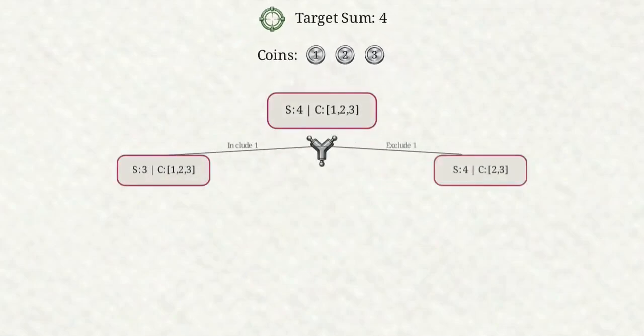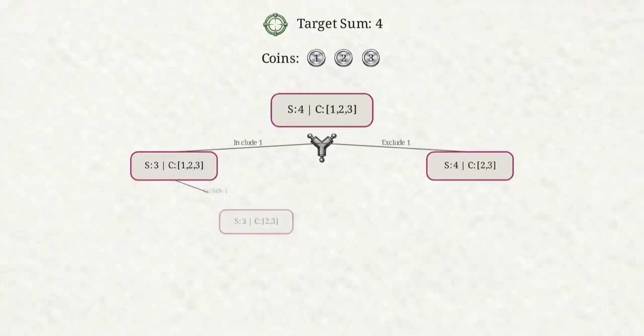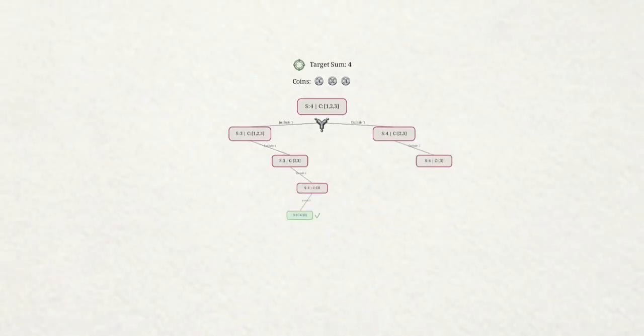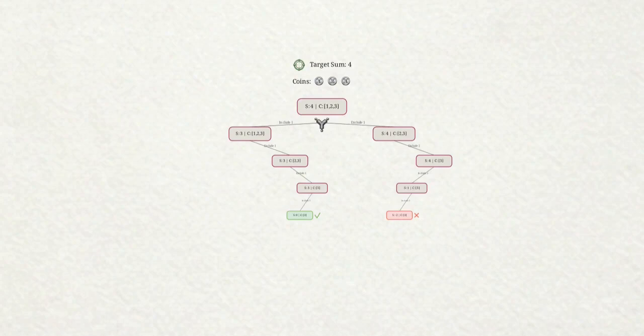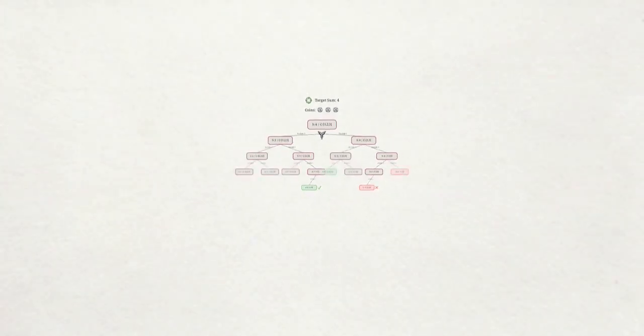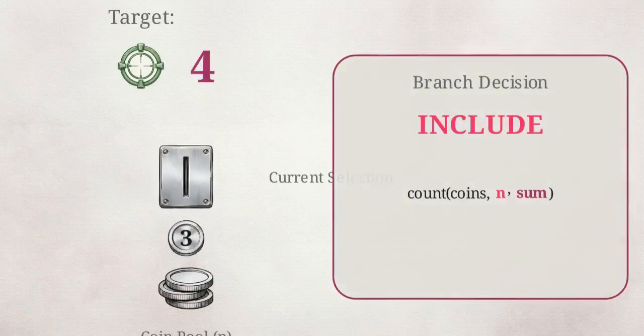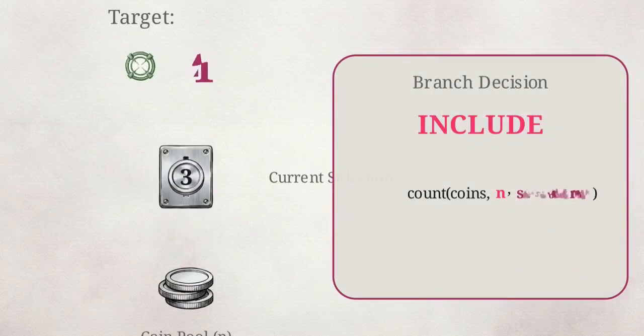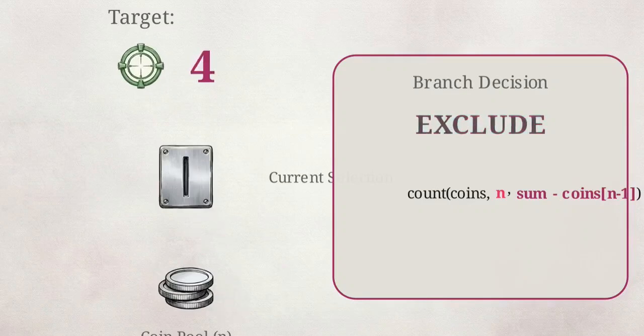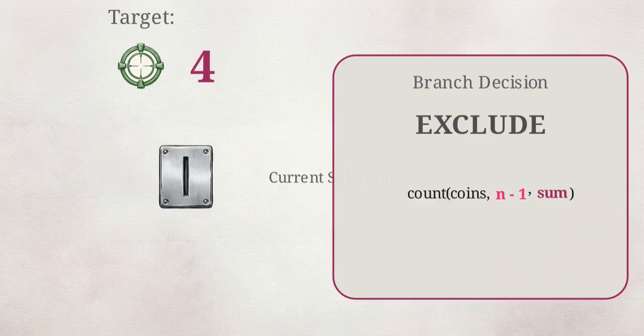At every step, the algorithm faces a binary fork. It must either include the current coin or exclude it entirely. Solving the problem requires tracing these two choices for every coin until we either hit the target sum exactly or overshoot it. When we include a 3-unit coin, the target drops to 1, but the coin stays in our pool. If we exclude it, the target stays at 4, but that denomination is removed from this branch.